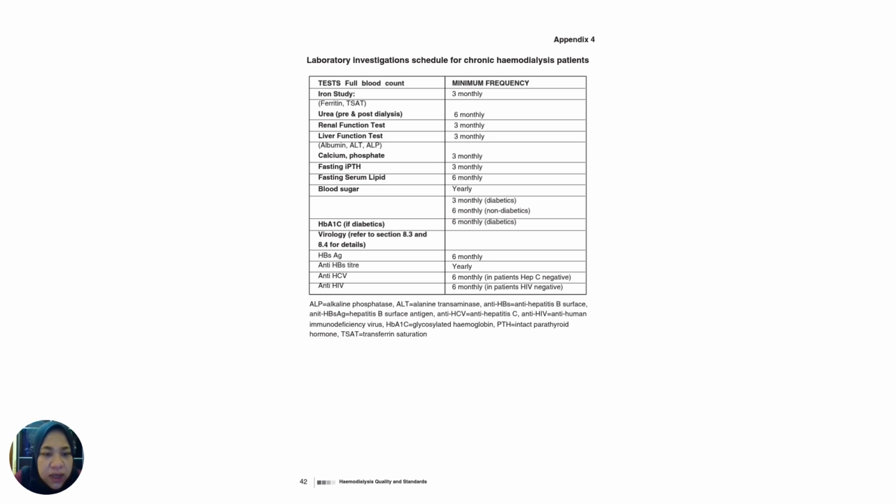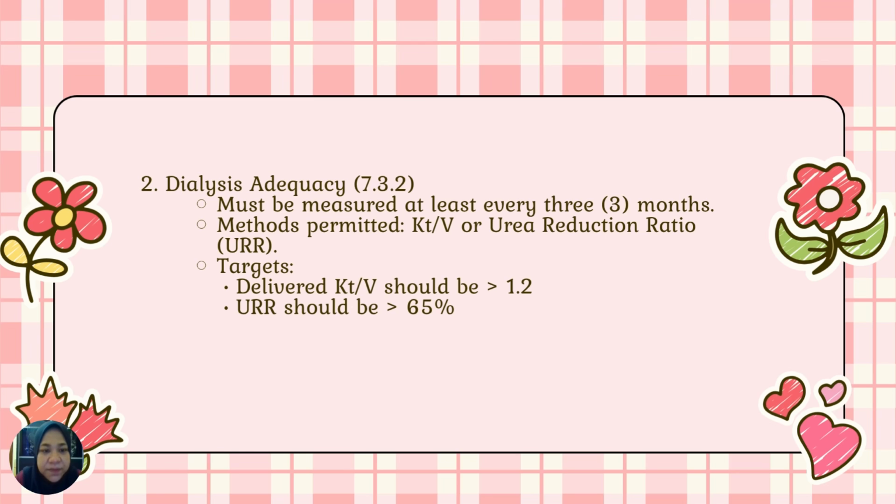we investigate yearly. If the patient has diabetes, we should test every 3 monthly. For non-diabetes it is 6 monthly. For the HbA1c, if diabetes, every 6 monthly. HBsAg, anti-HCV and HIV every yearly or 6 monthly, if the patient is negative for Hep C and also HIV negative.